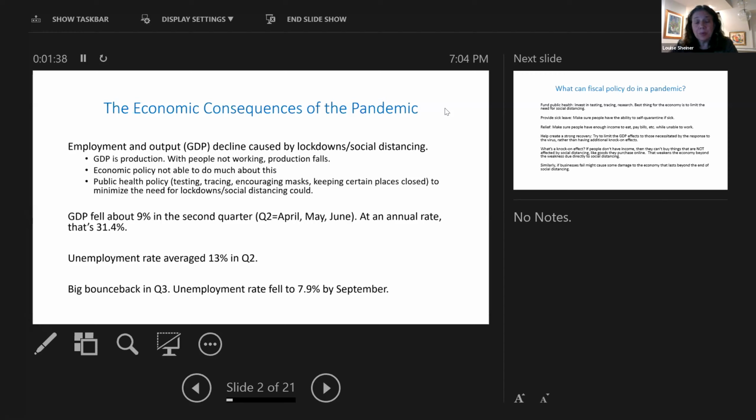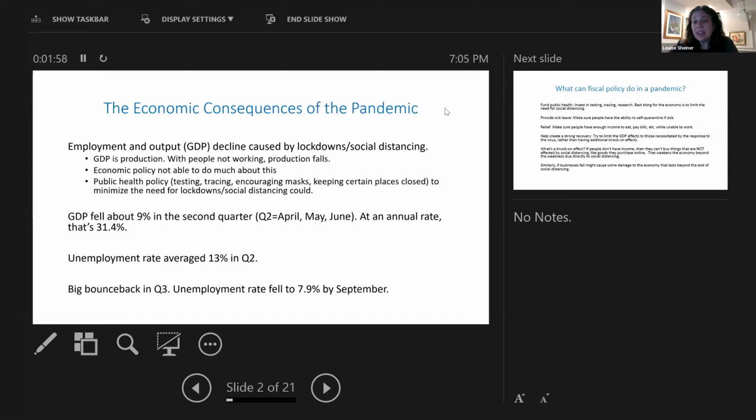The unemployment rate went to, I think, 16% in April, and averaged about 13% in the second quarter. This was an incredibly rapid increase in the unemployment rate, an unprecedented one-quarter decline in GDP, and it looked like it was going to be really, really bad.